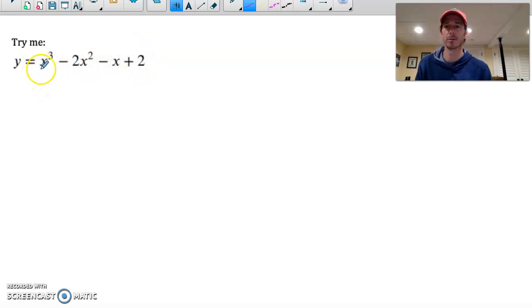And actually, if you factor by grouping, which works as well on this one, I didn't even notice that, you could get it as well. So pause the video, try this one, and I'll show you the answer in a minute. Pause.